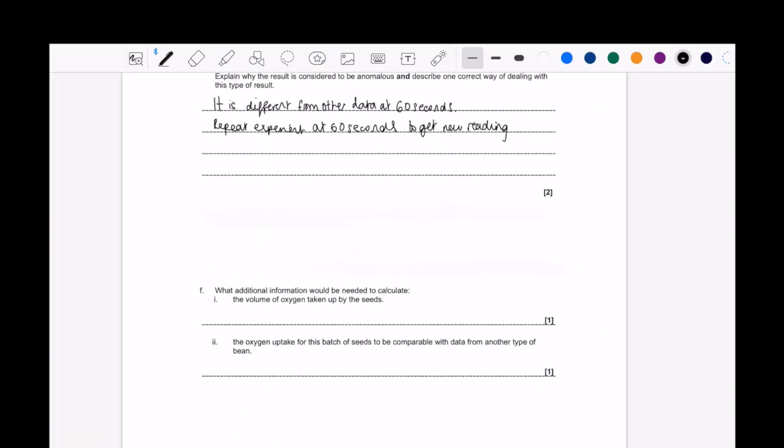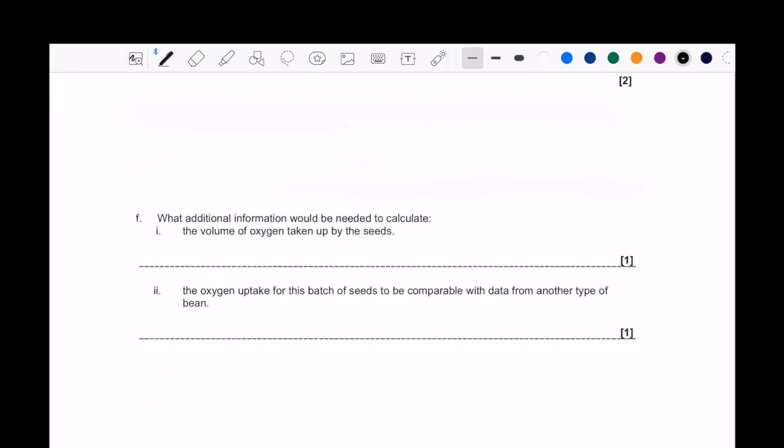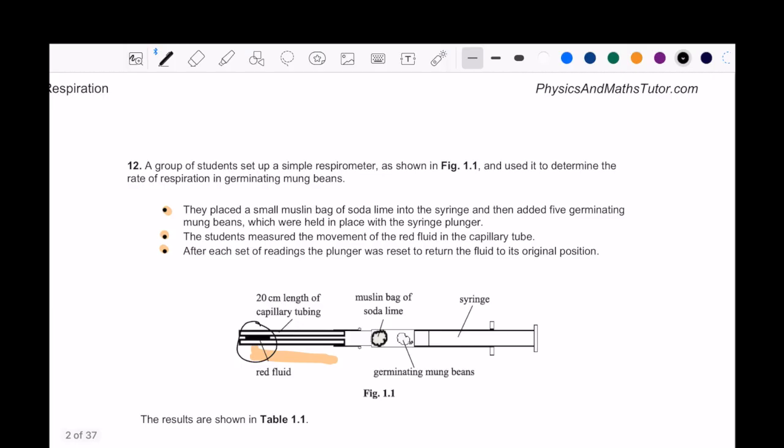What additional information would be needed to calculate the volume of oxygen taken up by the seeds? So we're talking about volume here, and we have a capillary tubing, which we consider basically as a cylinder, really. Now, you're given the length, you're not given the radius or the diameter of the capillary tubing. So how are you going to calculate the volume? Volume of a cylinder is pi r squared times by length. Pi we're just given. We don't have r.